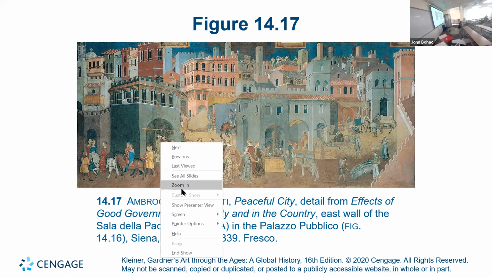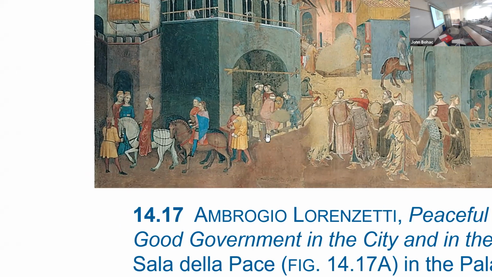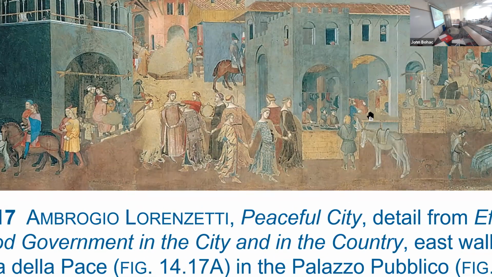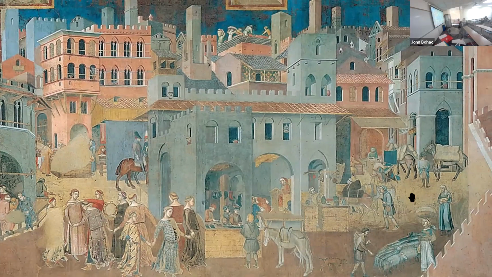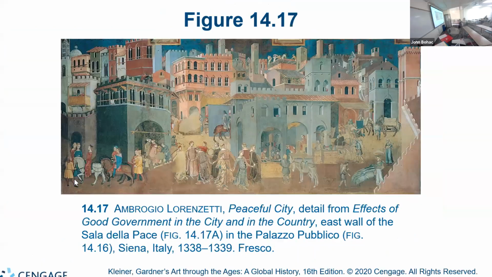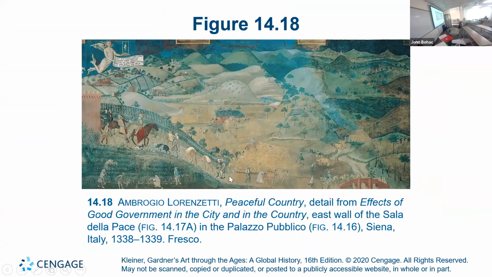And so you got shopkeepers here. You got some of the royalty kind of parading through. There's another shop and some more, and people are buying. This is kind of an allegory about let them be, let them do business. Secondly, there's an equivalent peaceful country. And this is the countryside where people go out and work. Here are the overlords, but bottom line, when everything's running properly, everybody does well.